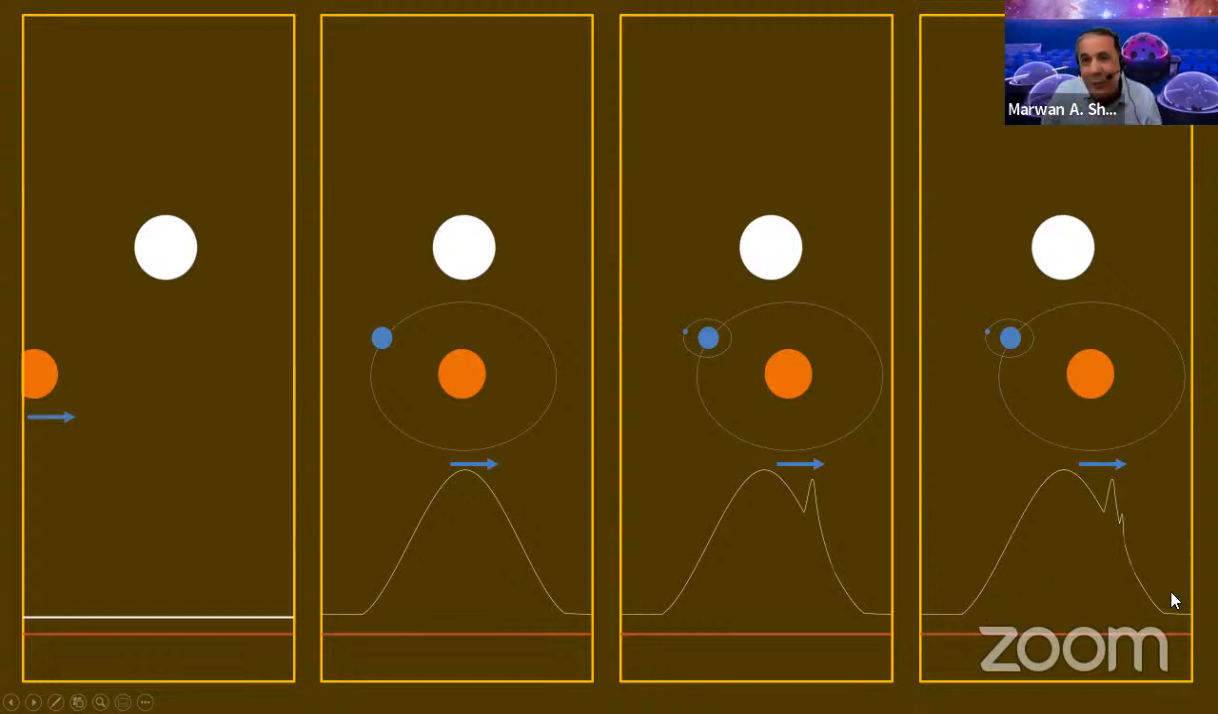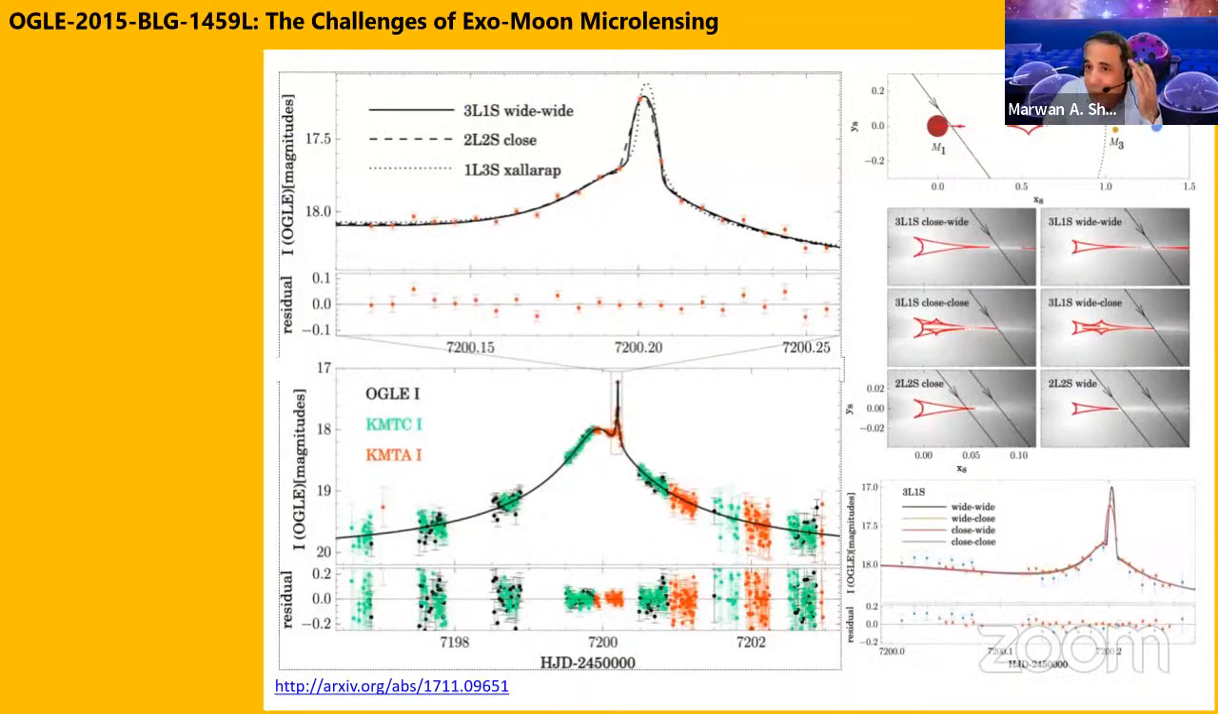If you receive this light curve for an object with this method, then that is big evidence of discovering an exomoon. This is the exoplanet and this is the exomoon. This is a very simple and easily understood method. Let's go here.